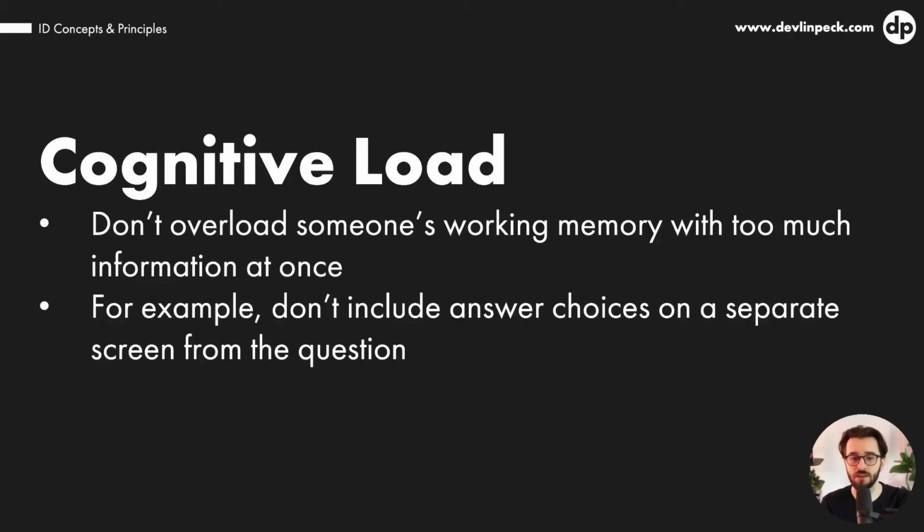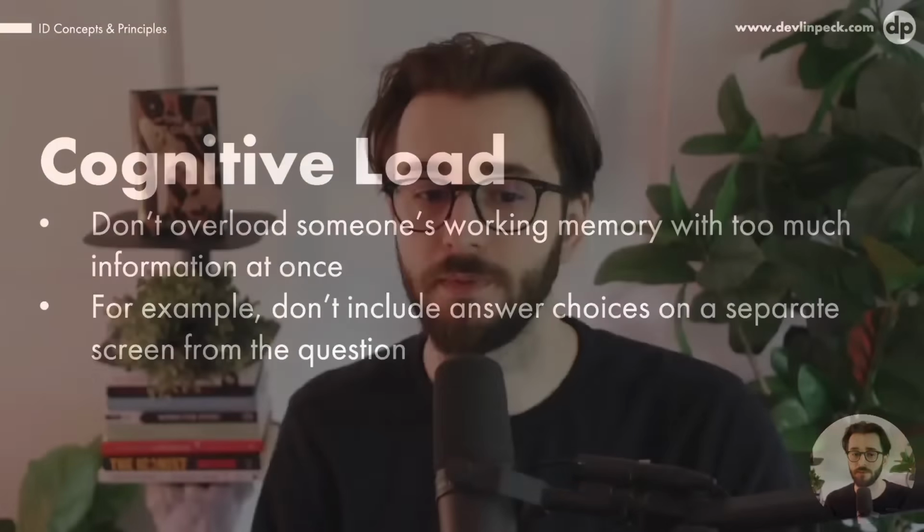One very simple example here is, don't include answer choices on a separate screen from the question. I've seen this before, not often, but it will ask a question and then you have to go to the next screen to see the answer choices because the question is too long or something. Imagine trying to read and process those answer choices when you're still trying to keep the question in your mind. That is an example of cognitive overload. It's not going to be a good experience for people.